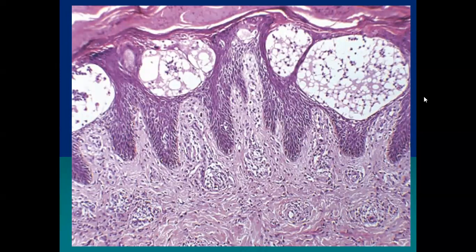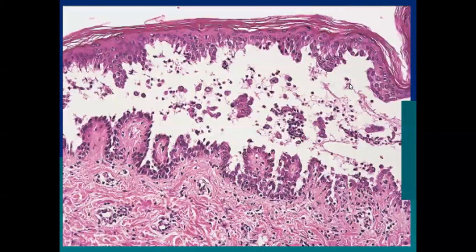This is again a picture which I have shown a few images before, intraepidermal vesicles with serous exudate and inflammatory infiltrate with underlying spongiosis. So this is acute eczema.